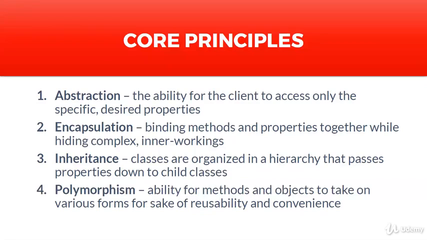And then lastly, we have polymorphism. Polymorphism, poly meaning many, morph meaning shape or form, is the ability for methods and objects to take on various forms for the sake of reusability and convenience. So that one might be the most abstract for you. Oftentimes polymorphism takes some time for people to get their hands on. The other three are pretty simple to see and to implement. But anyway, these are the four core principles of object-oriented programming.